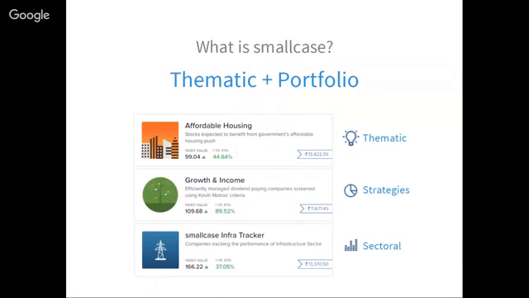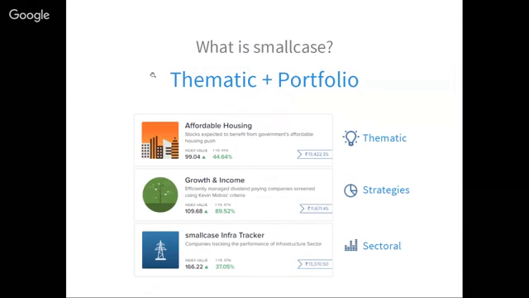Now, small case is an equity investment platform which is specifically designed for retail investors. And it's a combination of two of the best investing approaches, that is thematic investing and portfolio investing. As a result of the combination of these two approaches, you see products like affordable housing, growth and income, and a small case infra tracker on our platform. We would be talking more about these products and different types of small cases in the webinars to come. But the important point on this slide is that a small case platform combines two of the most important investment approaches, that is thematic and portfolio.